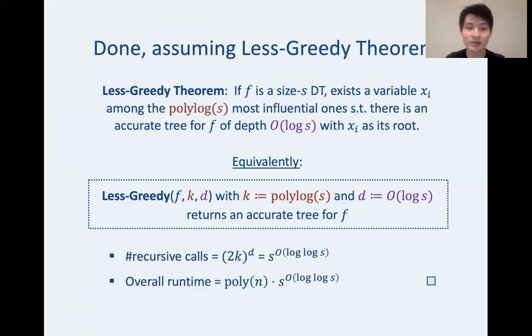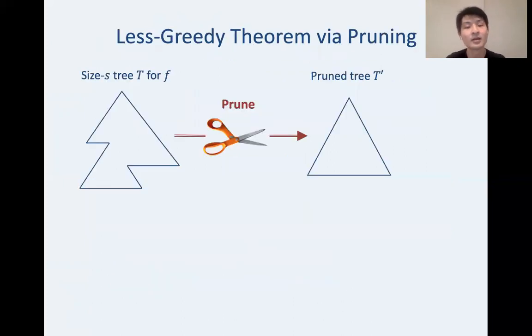And we can compute the runtime of this algorithm. The number of recursive calls will be s to the power of log s. So the runtime will be poly n times almost polynomial s, as we wanted. So in the rest of the talk, I will focus on the proof of this less greedy theorem. We prove the theorem using a pruning procedure. So it's a really constructive and algorithmic proof.